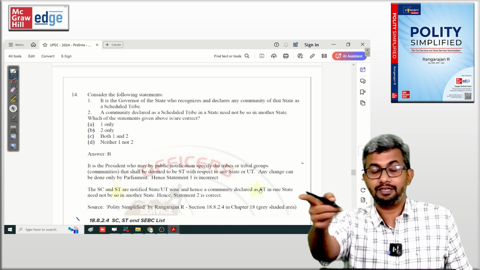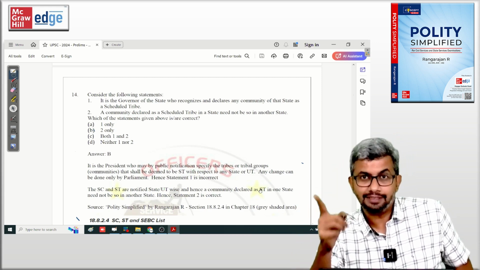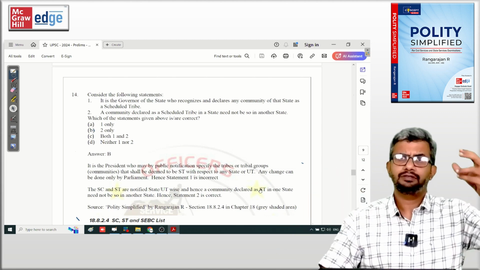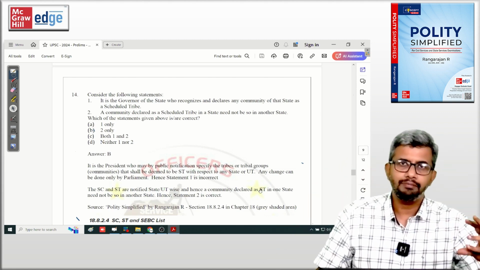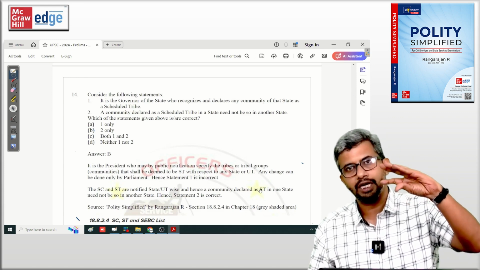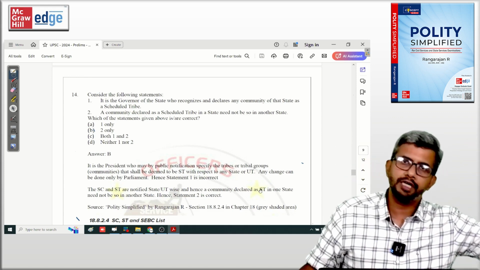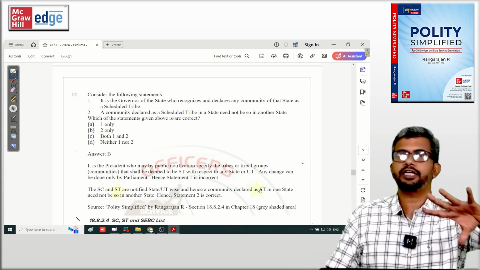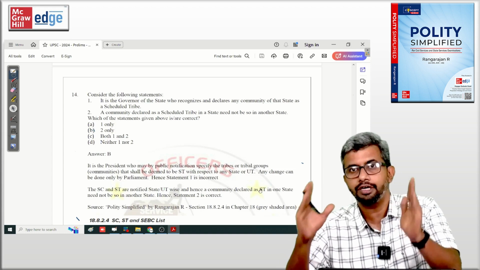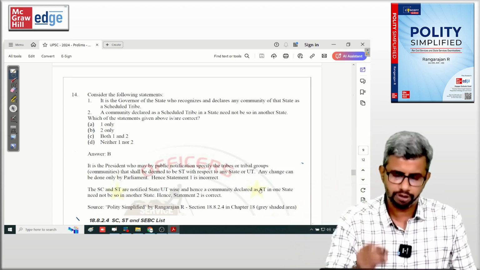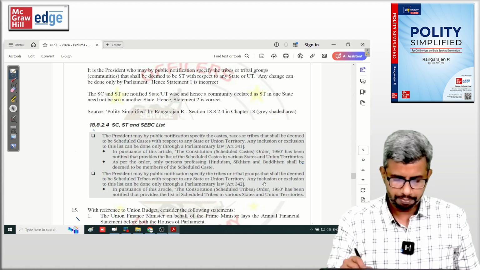I have predicted it even on my Twitter handle, right? So, the first statement is incorrect, and of course, it is prepared state and union territory wise. So, some community which is declared as a scheduled tribe in one state, in the neighboring state it may not be declared, and the people living or domiciled in that state will not get that benefit, right? So, that is the state or union territory wise list of scheduled caste and scheduled tribe. So, the second statement is correct, right? So, the answer for this is B.